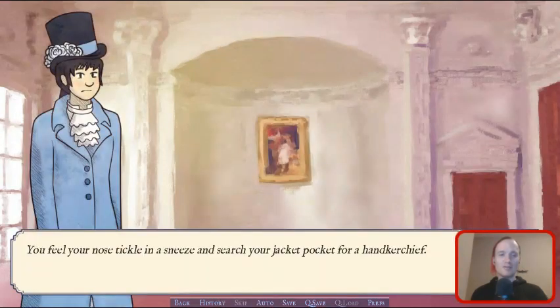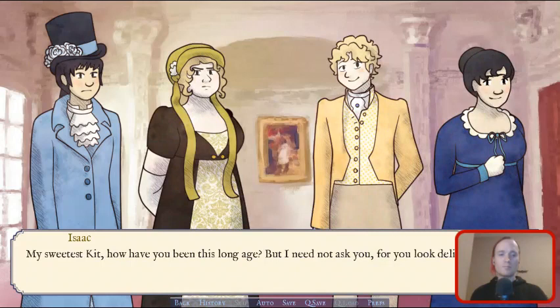Oh, that's not good. You feel your nose tickle in a sneeze and search your jacket pocket for a handkerchief. Maybe they're drinking buddies. My sweetest kid, how have you been this long age? But I need not ask you, for you look delightful. Poor Isaac. Poor friendless Isaac. I love Isaac. He's very sweet. No, he's going to get together with our sister. Yep.